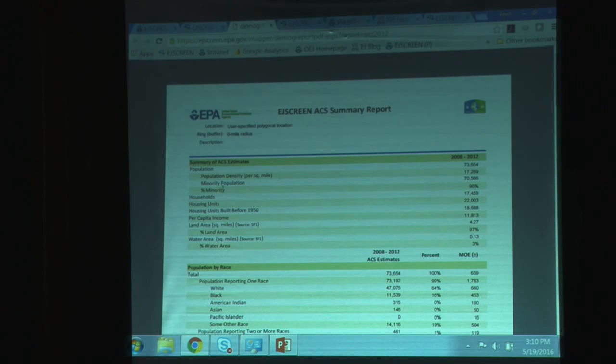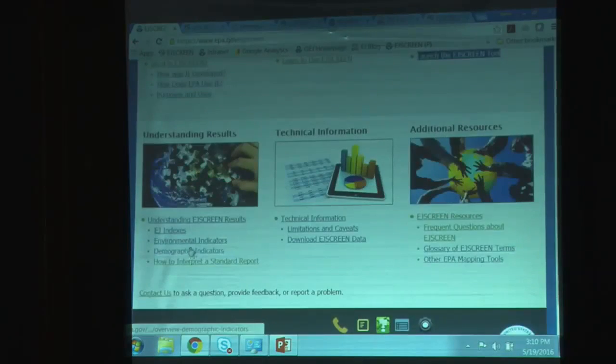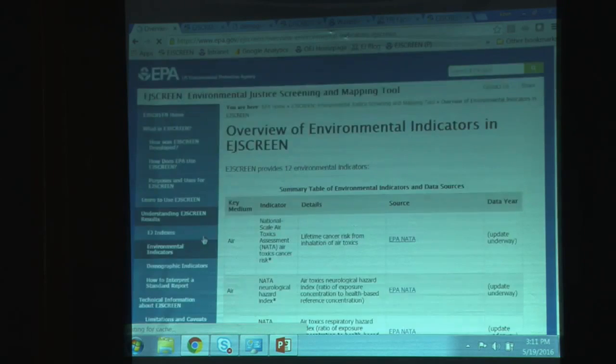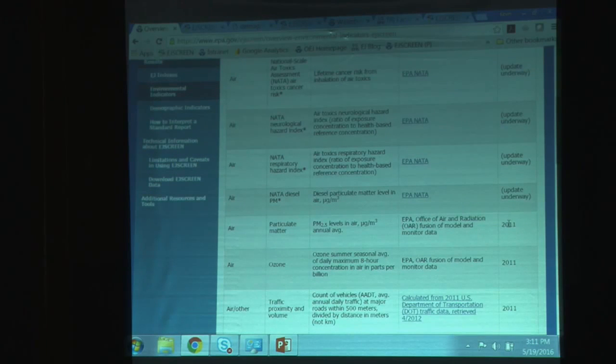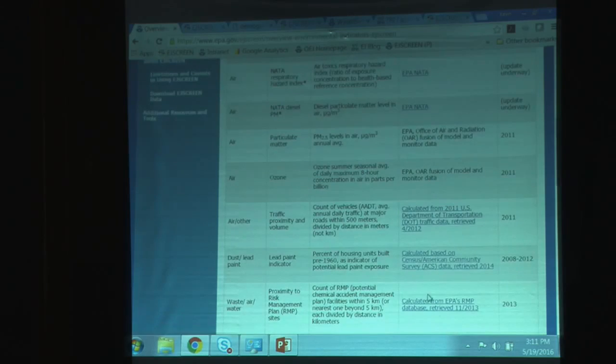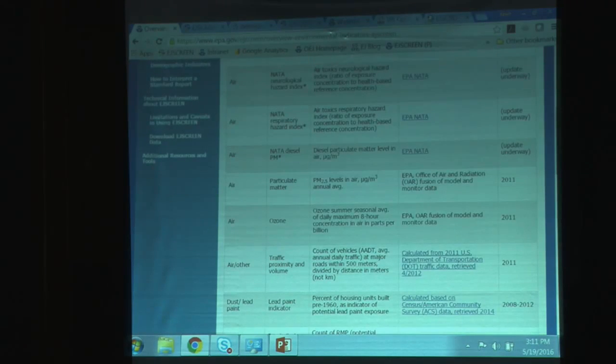The vintage of the different environmental data sets does vary, and that's an important thing to note, actually. So if I go back to the web page, we have the environmental indicators, the demographic indicators. If I click on environmental indicators, I have where it's from, what year that it was developed, and where I can get more information on it. And so these are all links to that information as well. So all of that information is detailed.